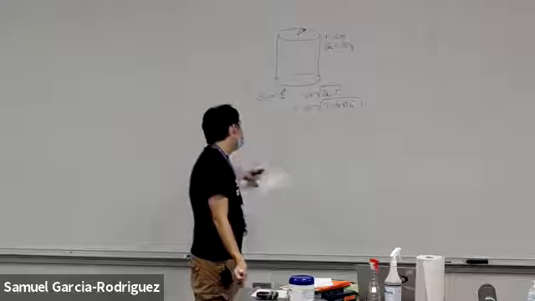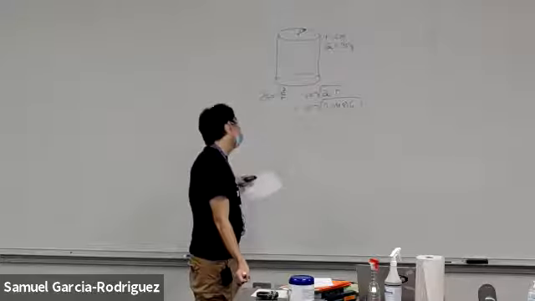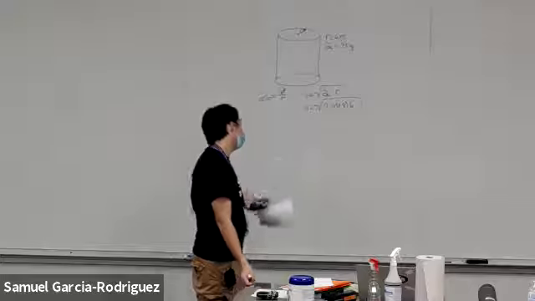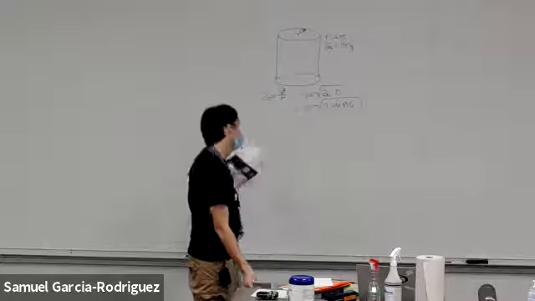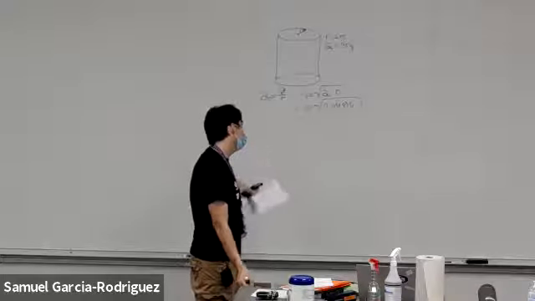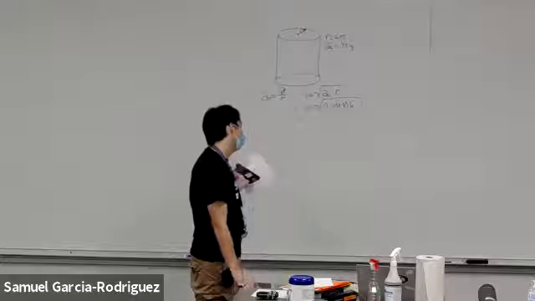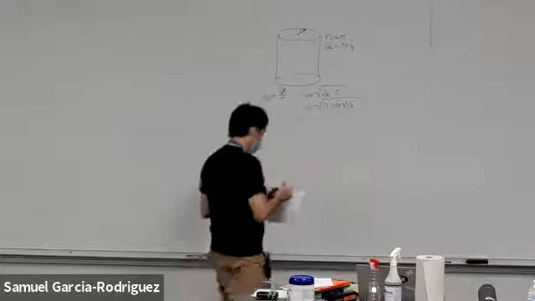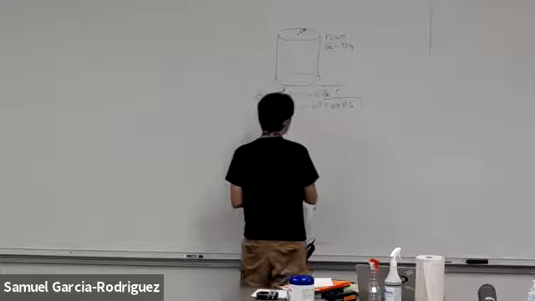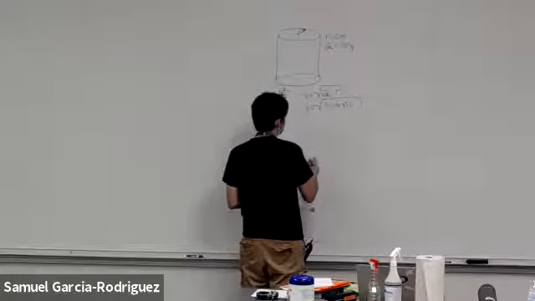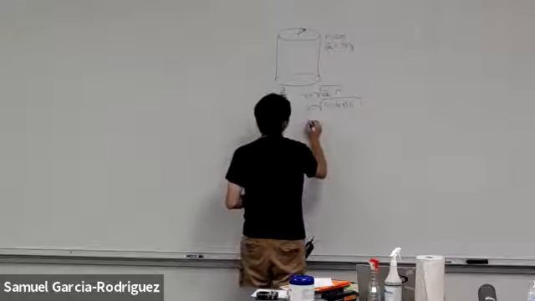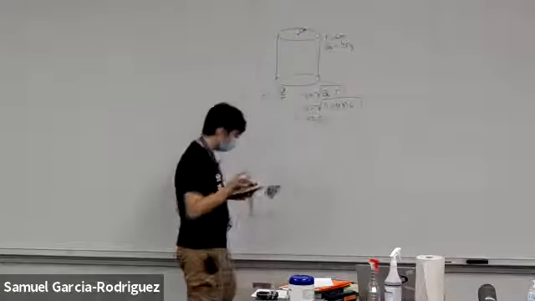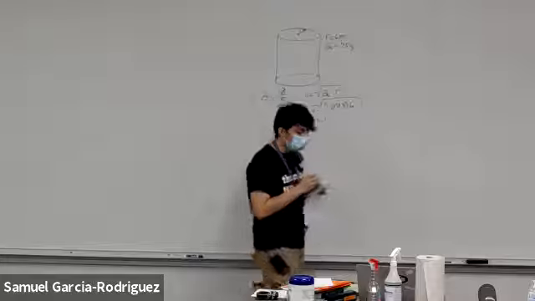7.5, I'm just going to round that to 8. 9.8 is almost 10. 10 times 8 is 80. Times 6 is like 480. Square root of 480. I don't know, I'm tired right now. 21. Really? Oh, cool.